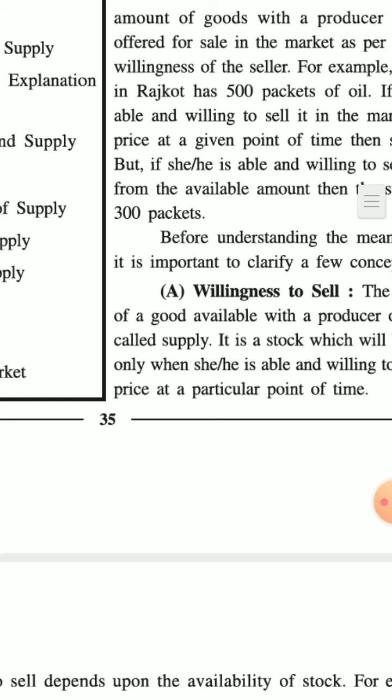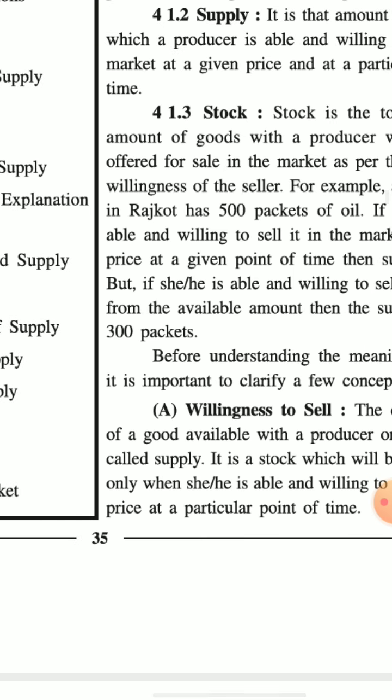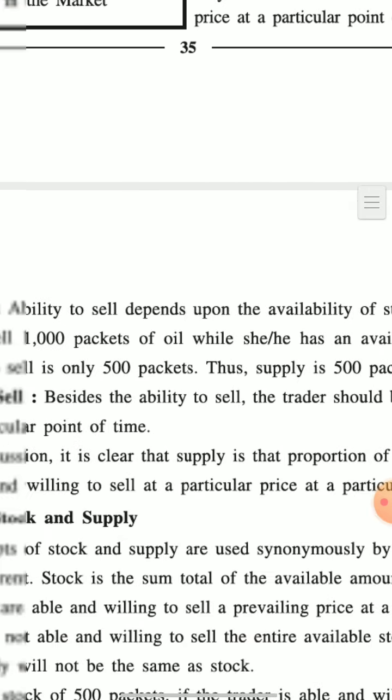Suppose, as I said, a trader in Rajkot has 500 packets of oil, but he is willing to sell only 300 at that price. He is not going to sell the entire 500. He keeps 200 as stock, because he knows the price is going to change later. So now he is willing to sell only 300 at this price, and 200 he will keep as stock. Whatever willingness he has, that much will be the supply, and the remaining will be the stock.